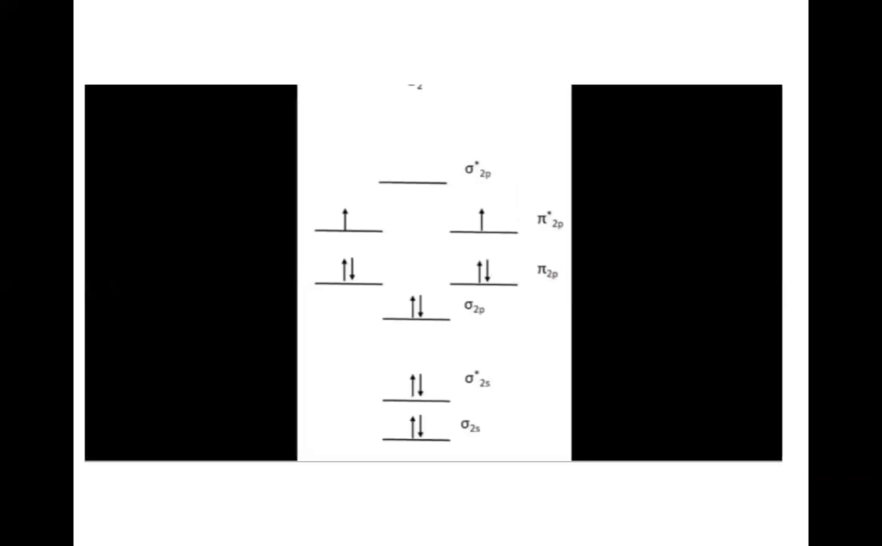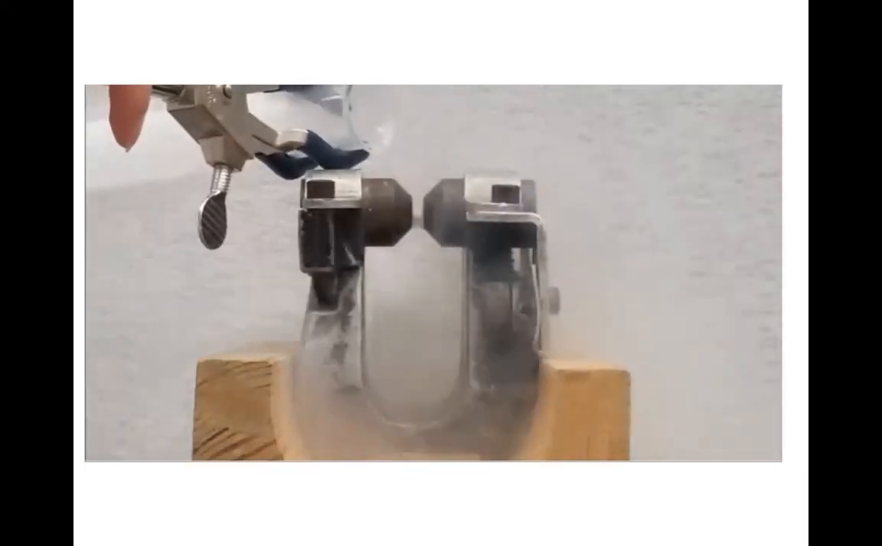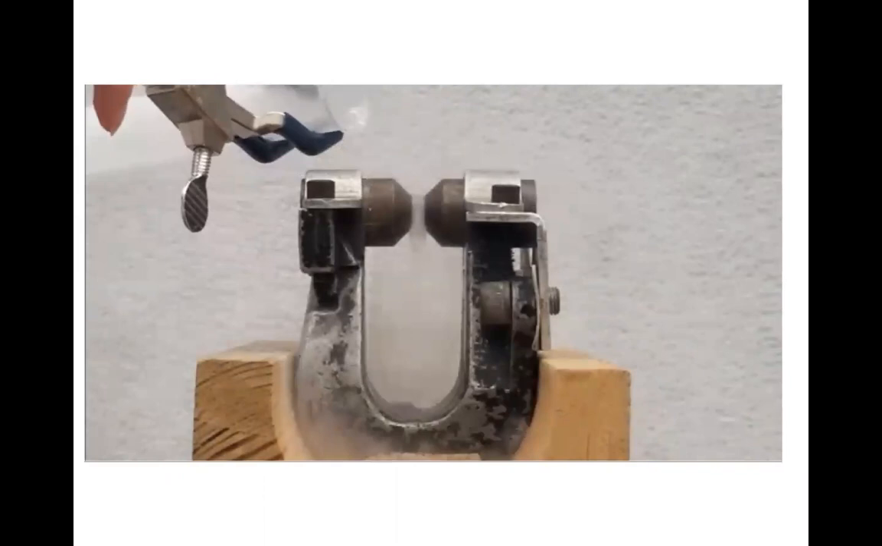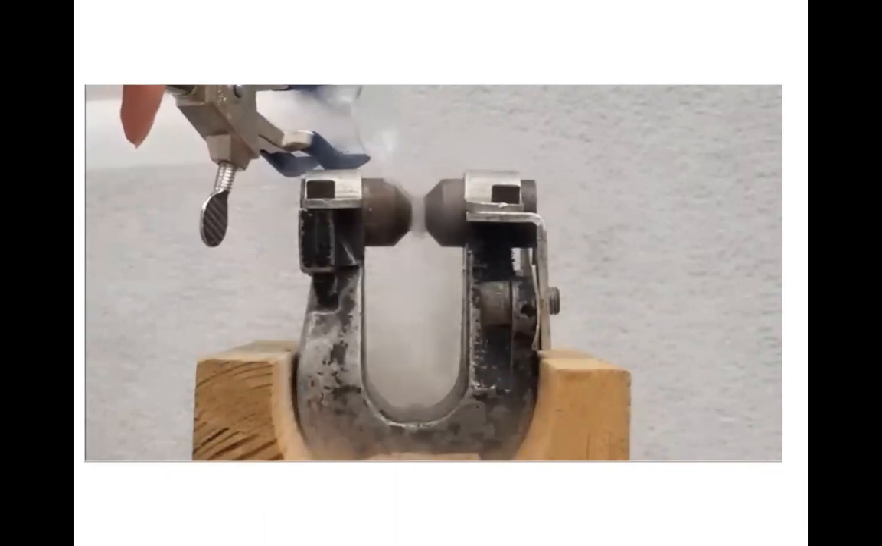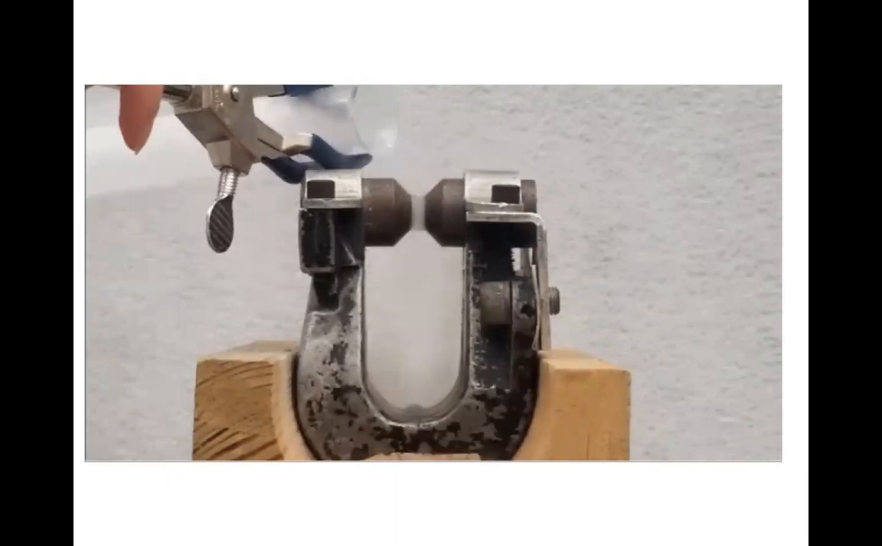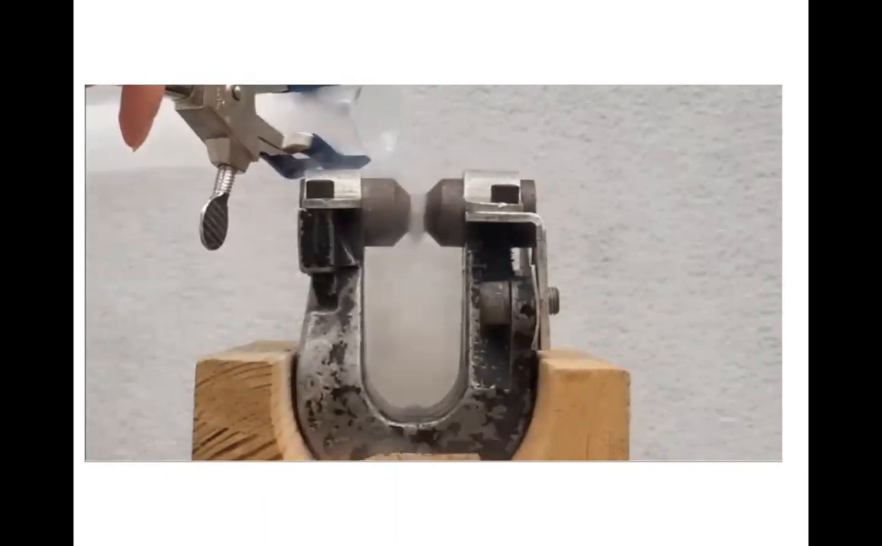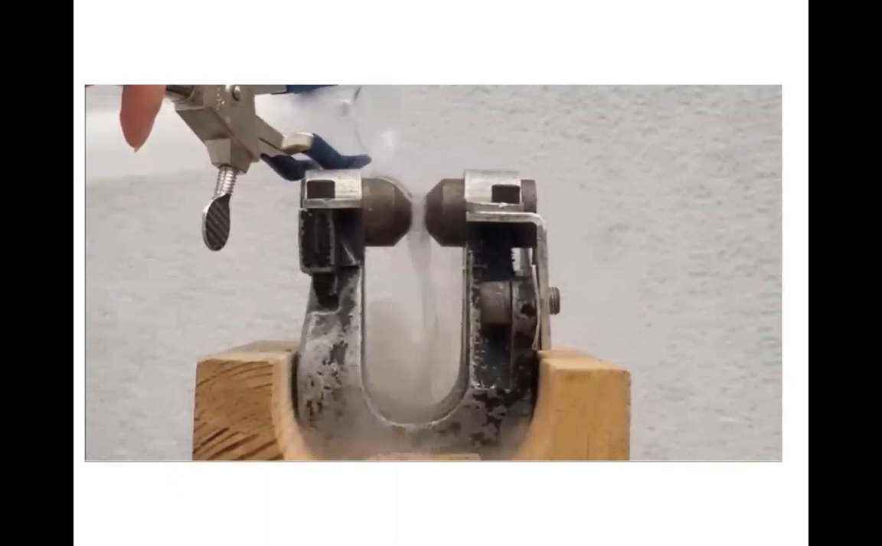Oxygen, on the other hand, is paramagnetic. It has unpaired electrons in its molecular orbital diagram. You can see that the liquid oxygen sticks to the magnet until it boils away. This is due to the fact that the unpaired electrons in the molecular orbital diagram of oxygen make it literally magnetic.